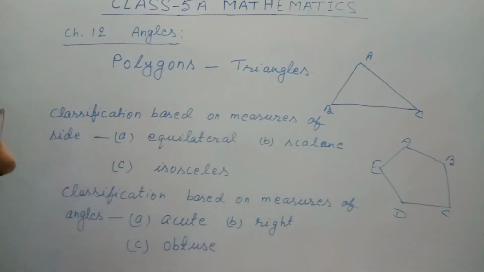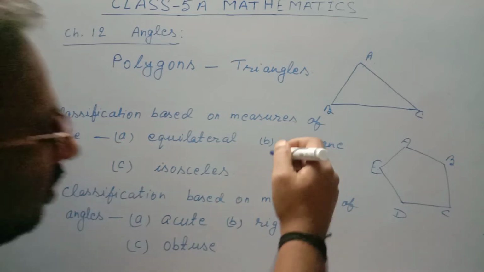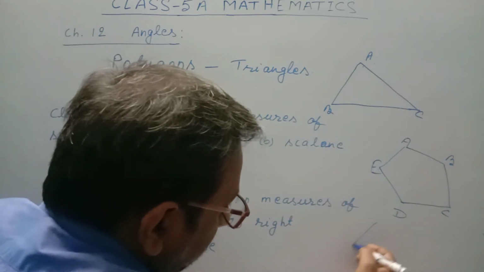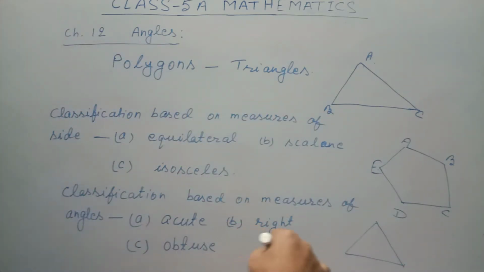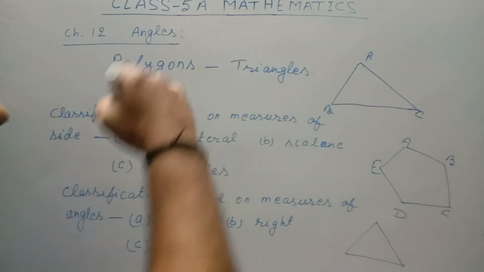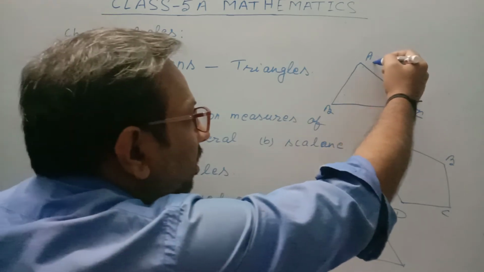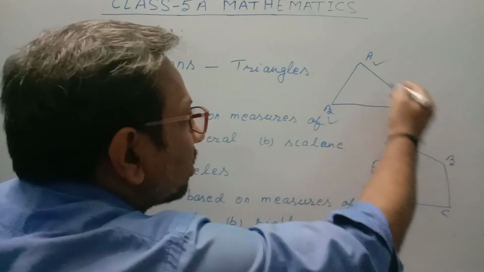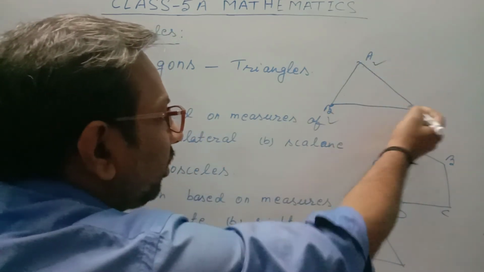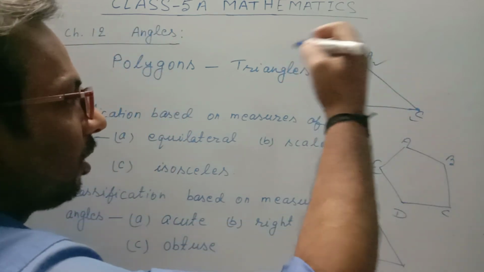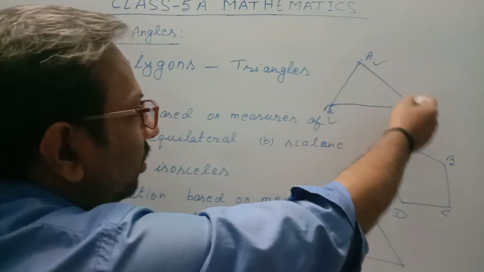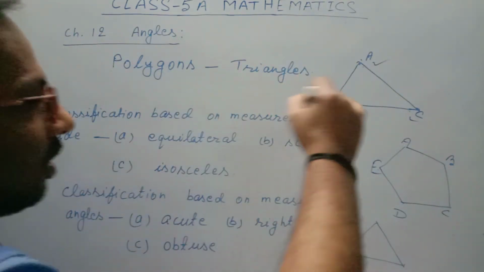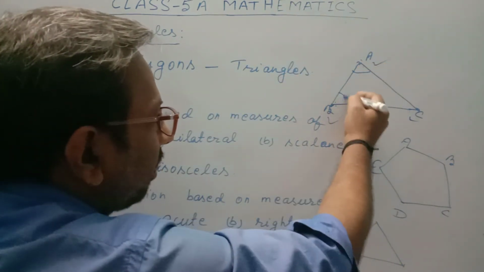Triangle is also a polygon. This triangle, when these 3 line segments join together, that plane figure is called a triangle. A triangle has three vertices, vertex A, vertex B, vertex C. Three sides, AB, BC and AC or CA, and three angles, angle A, angle B and angle C.